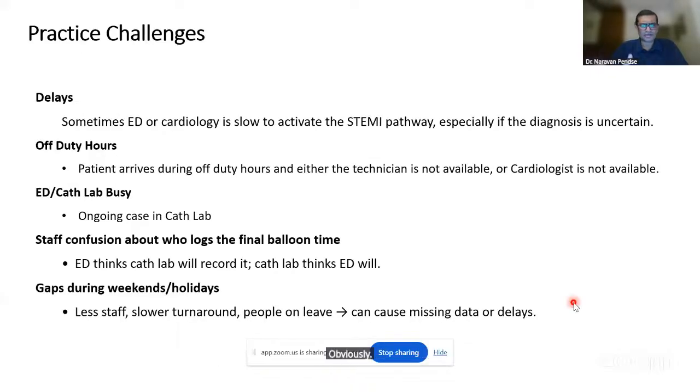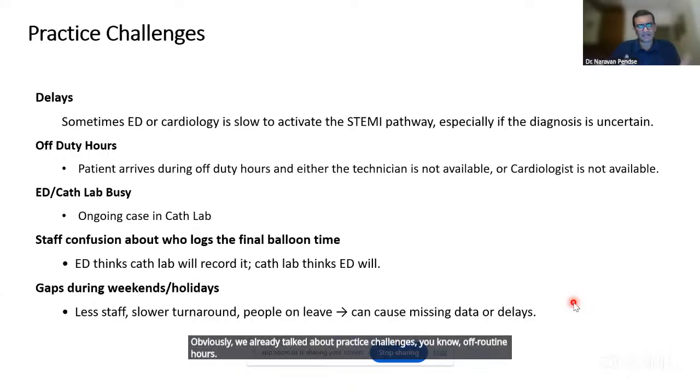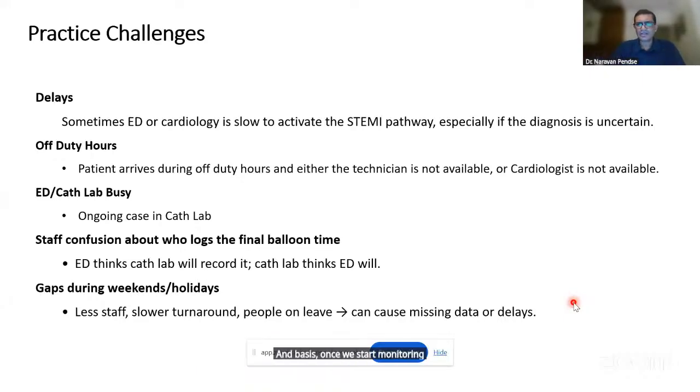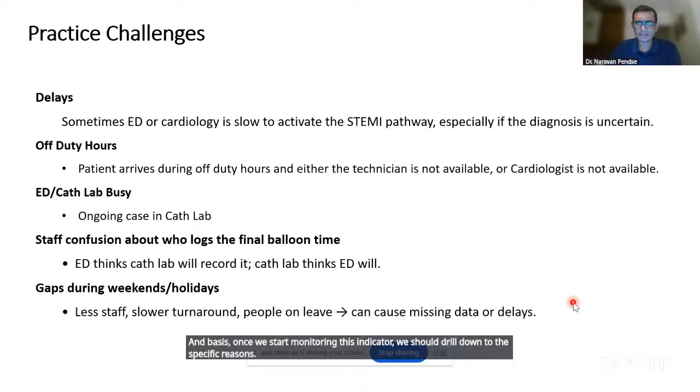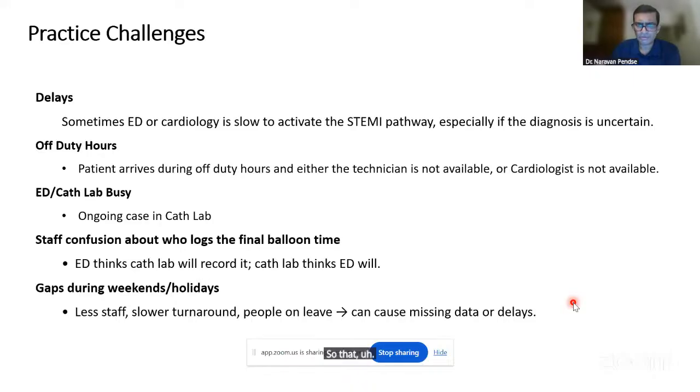Obviously, we already talked about practical challenges: off routine hours, the cardiologist not being available on site, or the cath lab technician not being available on site, or living far away from the hospital. So these are some of the practical challenges which come. And basis that, once we start monitoring this indicator, we should drill down to these specific reasons, so that we are able to frame the intervention also required.